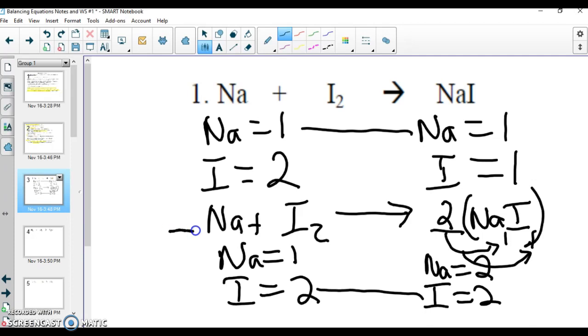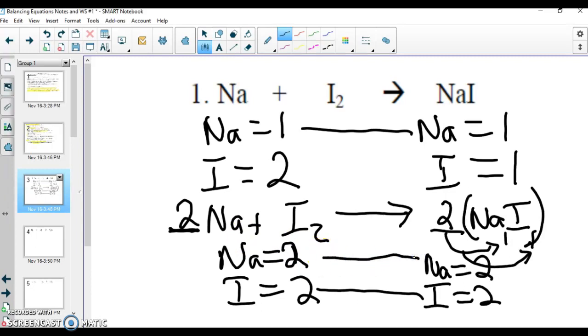So the only way to do that is to put something in front of sodium, a coefficient. Now, if I put something in front of that, will it affect the I2? And the answer to that is no, because there's a plus there. So I'm going to put a 2 in front. And so 2 times the 1 subscript changes this to be 2. We have 2 iodine on either side. We have 2 sodium on either side.